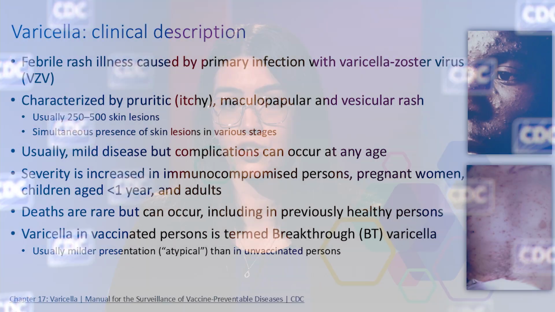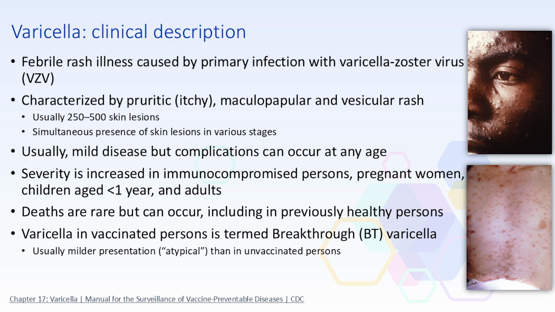Varicella is a febrile rash illness caused by a primary infection with the varicella zoster virus. It is characterized by an itchy, maculopapular, and vesicular rash, usually with 250 to 500 skin lesions, and simultaneous presence of skin lesions in various stages of evolution. Usually, it is a mild disease, but complications can occur at any age.